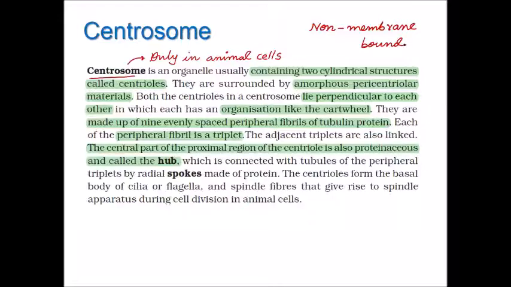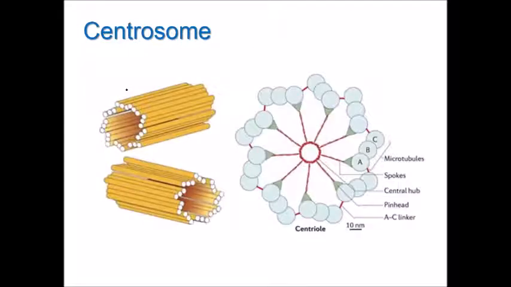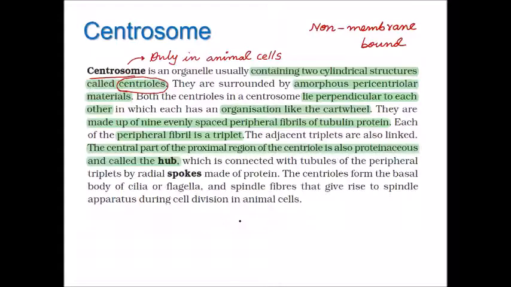The centrosome contains two cylindrical structures inside. These two cylindrical structures are called centrioles. So centrioles are cylindrical structures which are found inside the centrosome. I'll show you a picture. You can see here these are the two centrioles, and they are usually arranged somewhat perpendicular to each other.